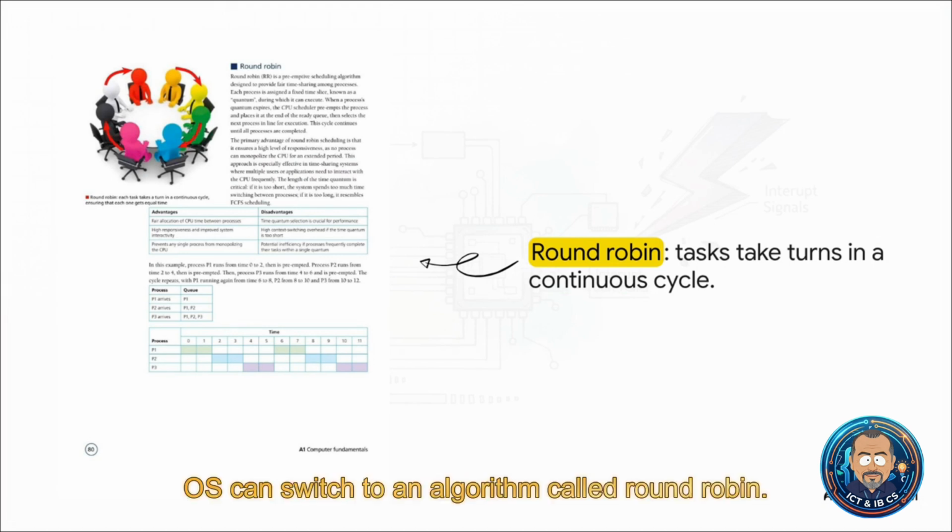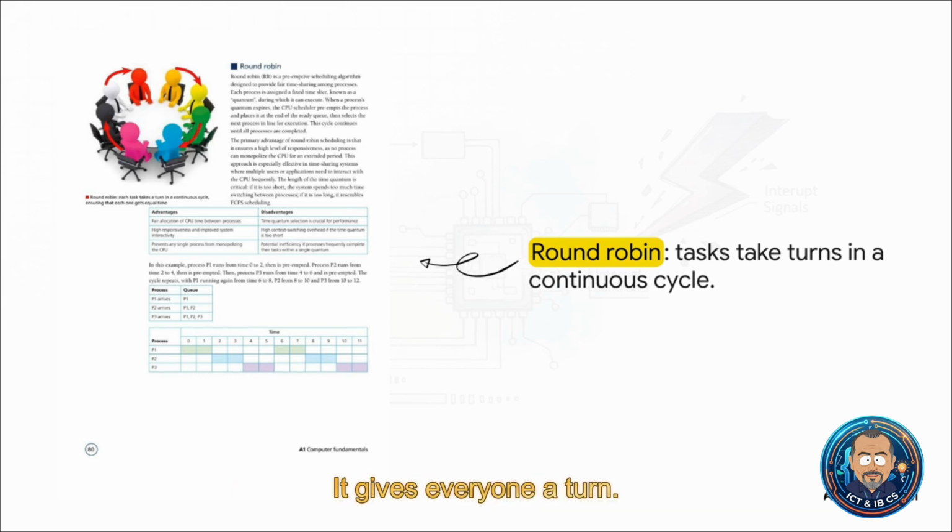Well, the OS can switch to an algorithm called round robin. Instead of forcing everyone to wait for one massive task to finish completely, round robin is what we call a preemptive algorithm. It gives everyone a turn. Every process gets a fixed tiny slice of time, which we call a time quantum. Think of it like taking turns in a board game. Task 1 gets a few milliseconds, then the OS hits pause, saves where task 1 was at, and moves on to task 2 for a few milliseconds, then task 3, and so on, just spinning in this continuous, cyclic loop.